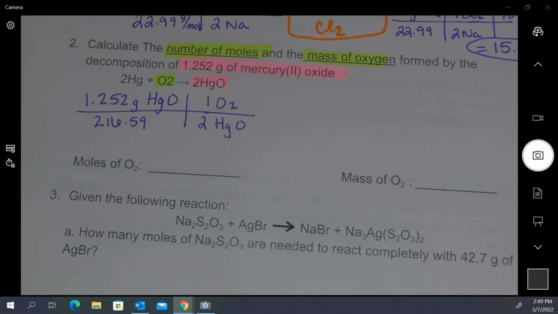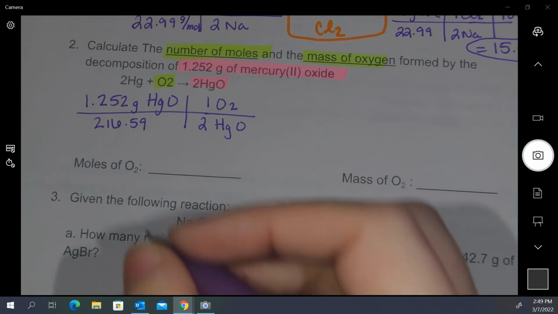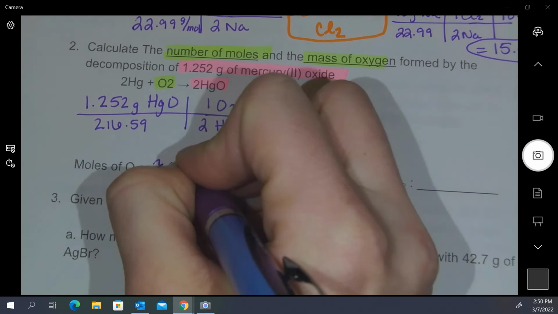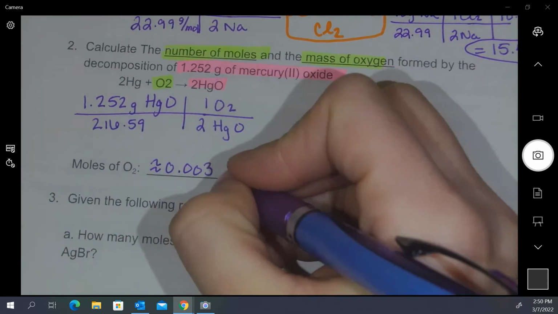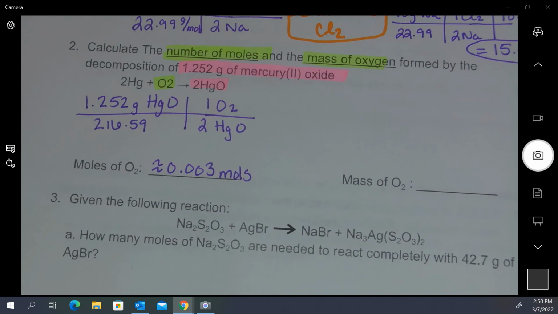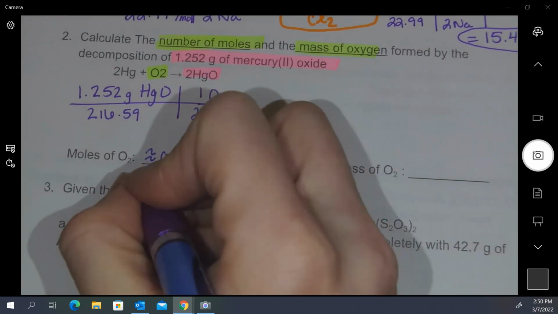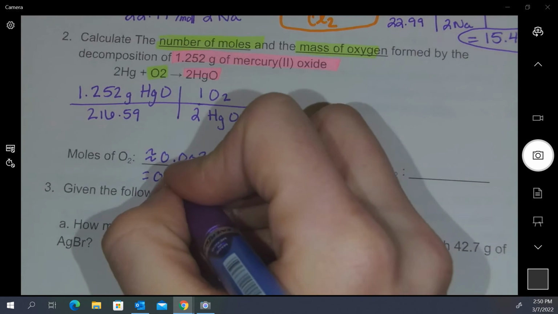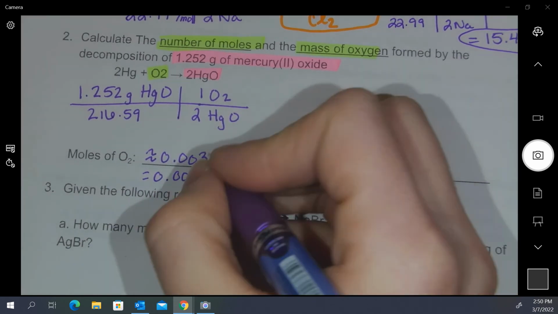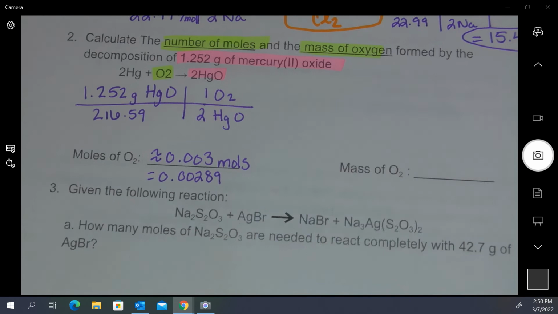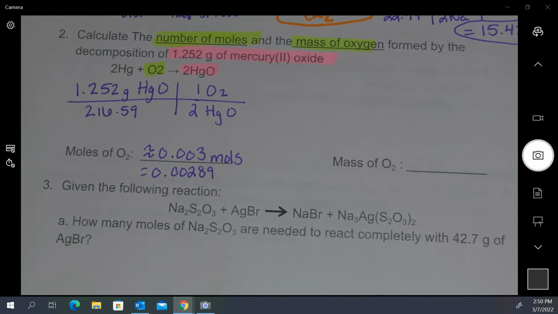And I get 0.00289, so we're just going to say roughly 0.003 moles. If you want to know the actual number, that's the actual number, if you wanted that.